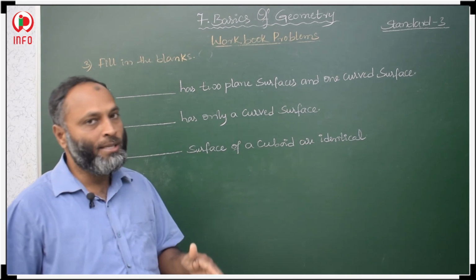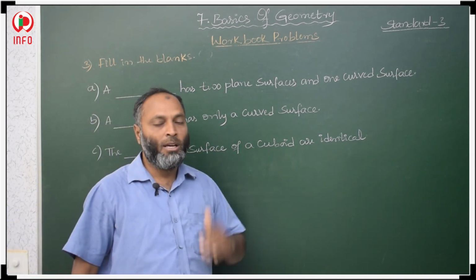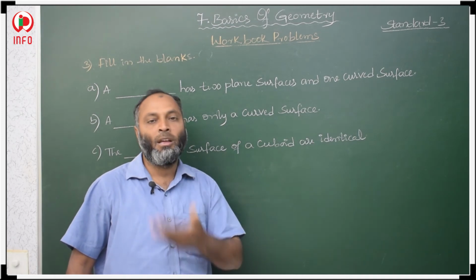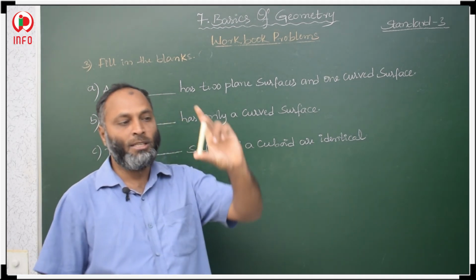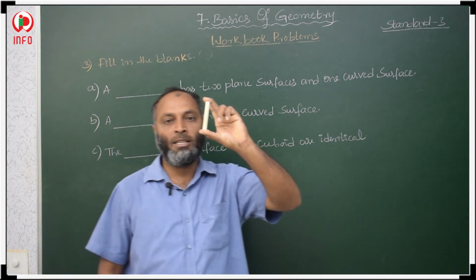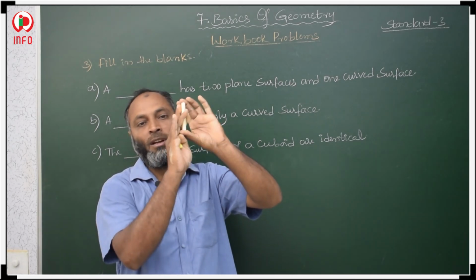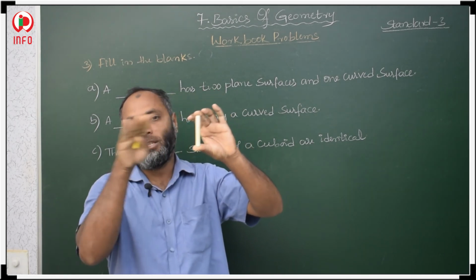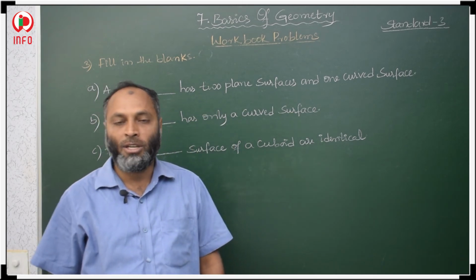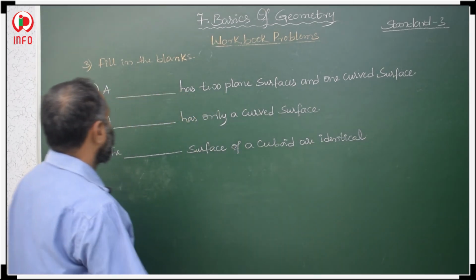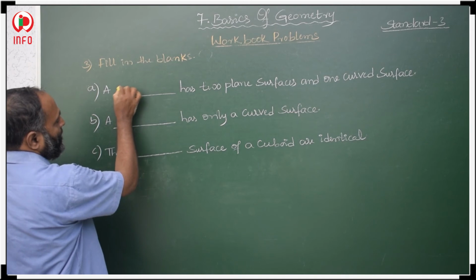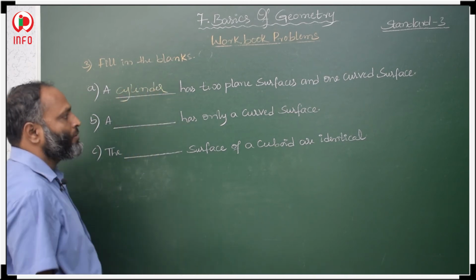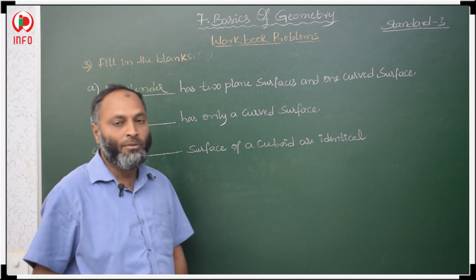So we have two plane surfaces. One is top, the other one is bottom. The two plane surfaces and one curved surface surrounding. Like this, this is a chalk. It is in cylindrical shape. So one curved surface surrounding. Top and bottom are plane surfaces, circular in shape. So what is it? A cylinder. A cylinder has two plane surfaces and one curved surface.